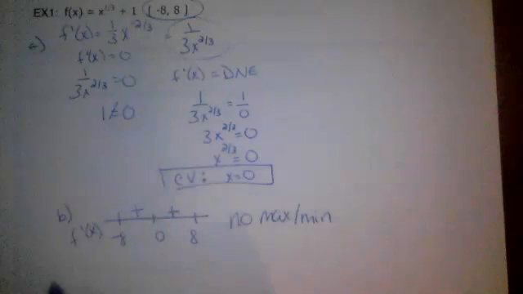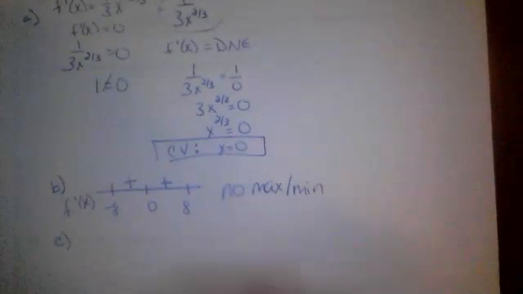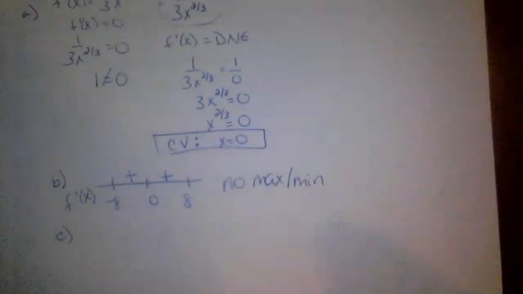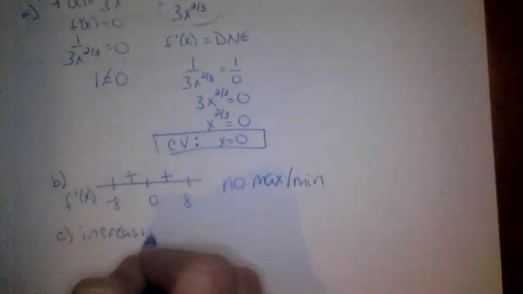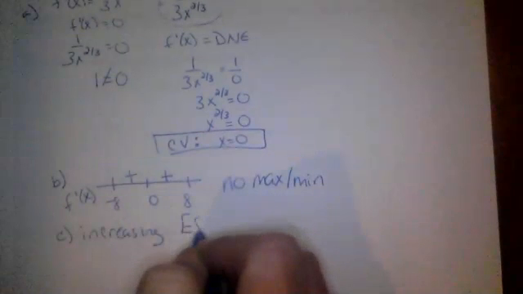Part C then asks us about intervals of increase and decrease. Well, this thing is positive the whole way through. So this thing is increasing from -8 to 8.